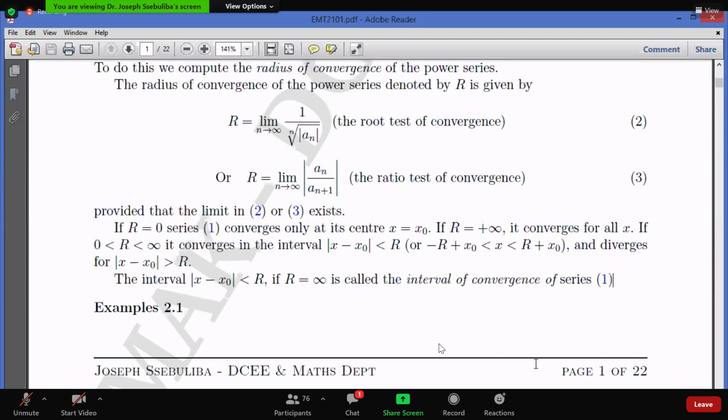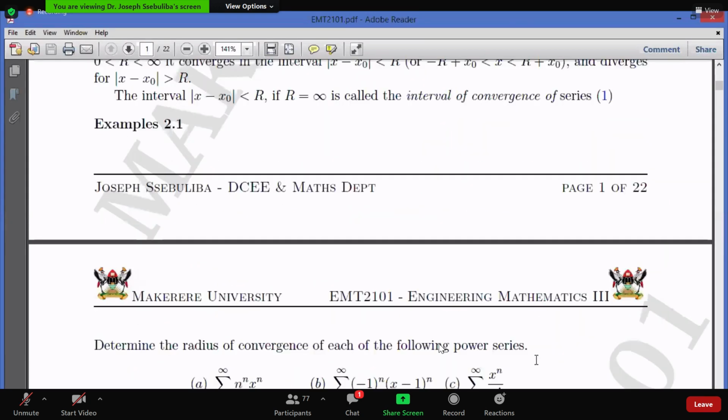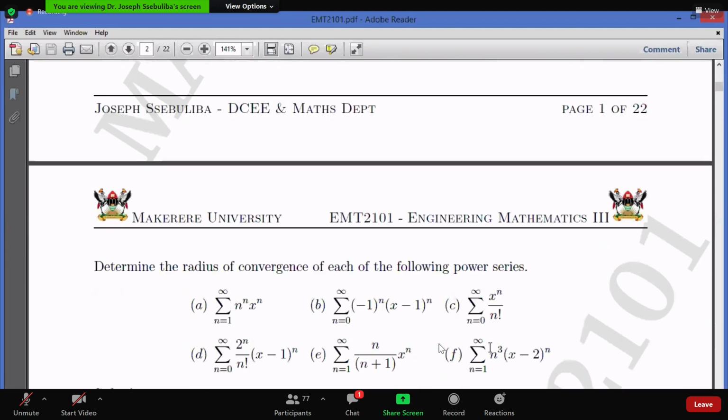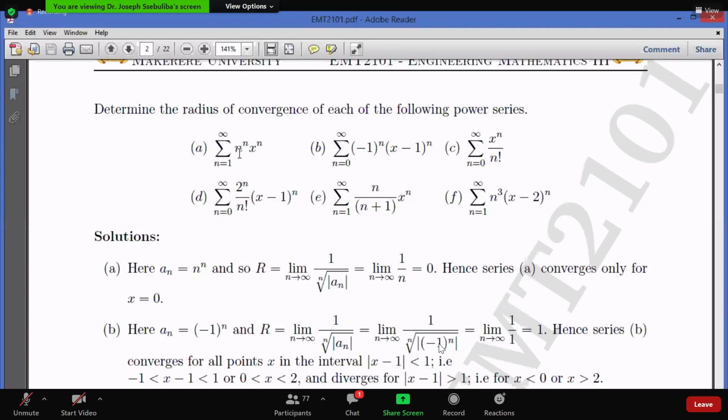So your computation, the answer you get to your computation actually guides the conclusion. So there are just some few basic examples here. For example, in this one here, you see we have n to the n, x to the n. So what is a? Remember, xn is our point of reference. So in this case, our an is n to the n, and you can compute.